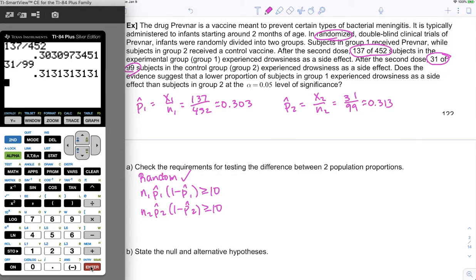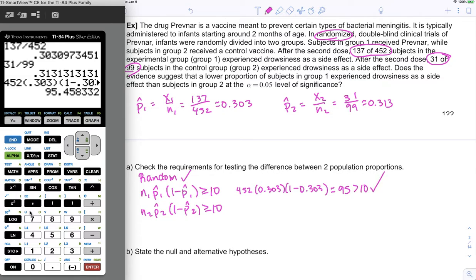Okay, so now we can use those to check that n times p hat times 1 minus p hat is greater than or equal to 10. So n1 is 452 times p hat 1 times 1 minus p hat 1. So let's figure out what that is. 452 times 0.303 times 1 minus 0.303. It's about 95. It doesn't really matter what it is, as long as it's greater than 10, we're good.